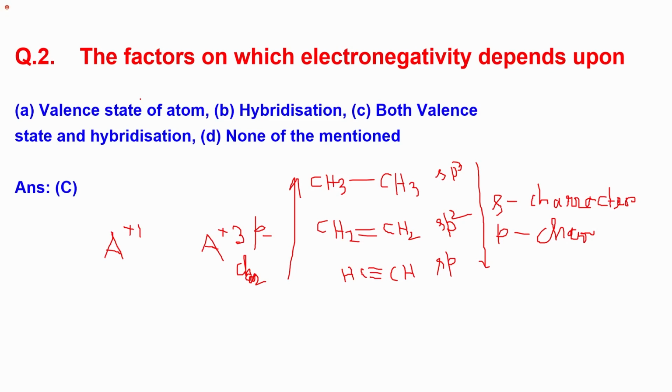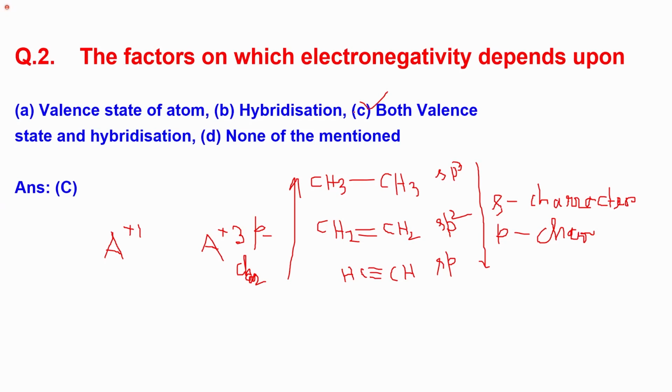So now you can tick this one. We have option C, which connects both valence state as well as the hybridization. Now we also explain how it depends on both valence state and the hybridization. Right. Now we'll go to question number three.